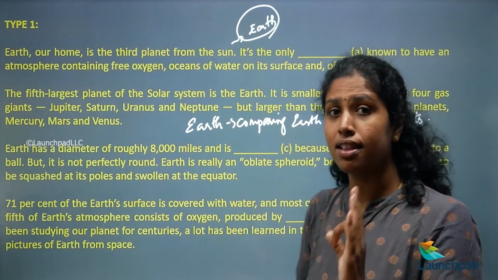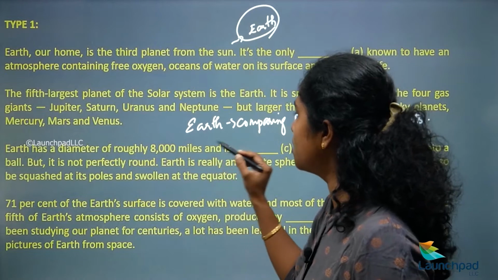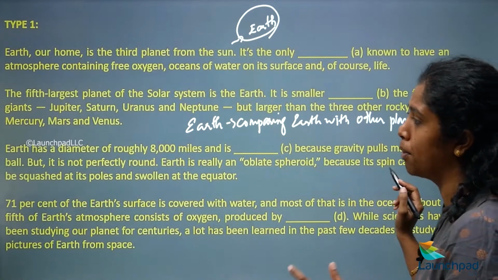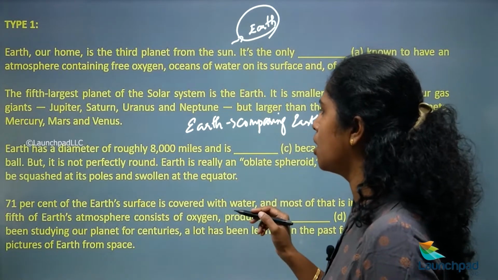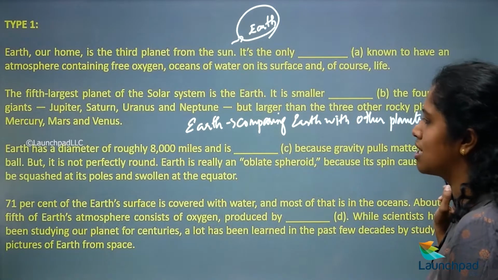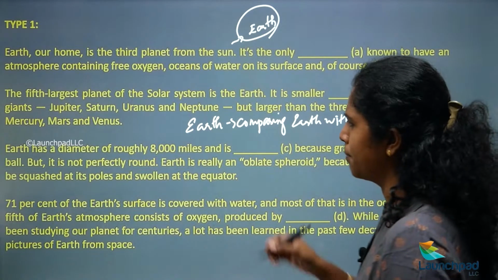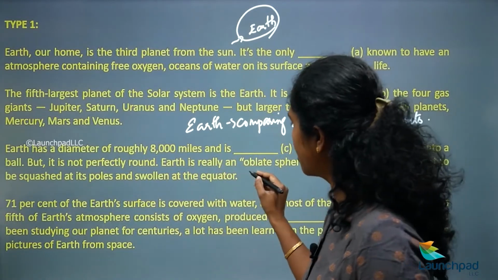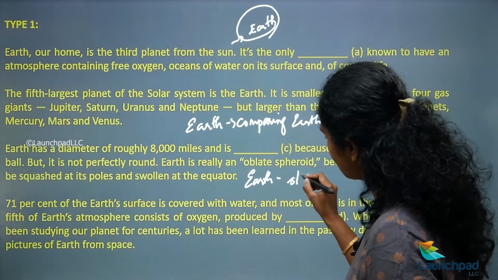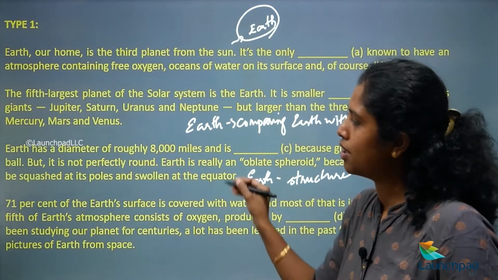Now let's move on to the third paragraph, yes? Earth has a diameter of roughly 8,000 miles and is dash because gravity pulls matter into a ball. But it is not perfectly round. Earth is really an oblate spheroid because its spin causes it to be squashed at its poles and swollen at the equator. So here in this paragraph also, they are talking about Earth, but about the structure of the Earth, okay? Yes, so that is the theme of the third paragraph.